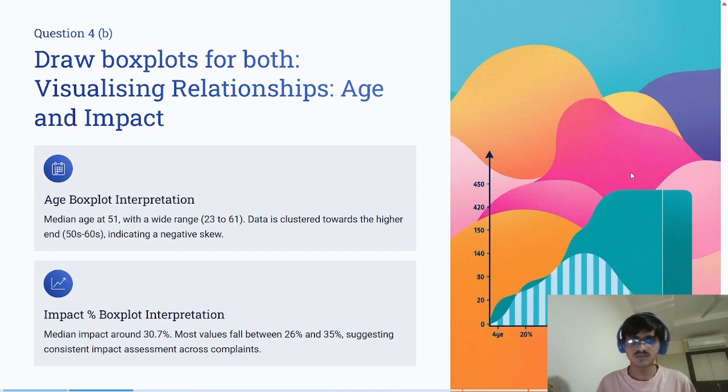Data is clustered towards the higher end, 50s and 60s, indicating a negative skew. Impact percentage box plot interpretation: median impact is around 30.7 percent. Most values fall between 26 percent and 35 percent, suggesting consistent impact assessment across complaints.